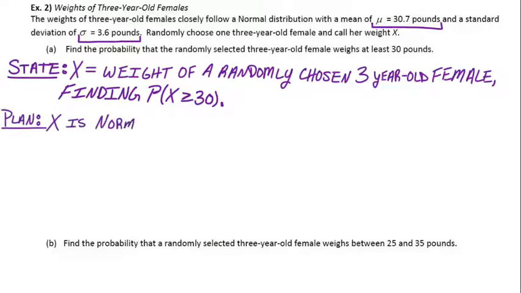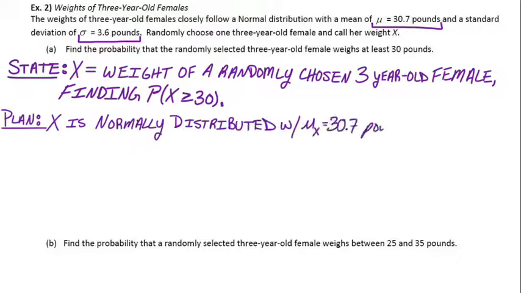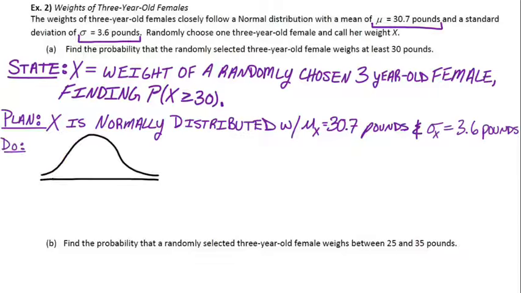For the plan step, we're given that X is normally distributed. There's no condition to meet there. We're given that, and we're given the mean and the standard deviation. So for the do step, let's go ahead and illustrate this.